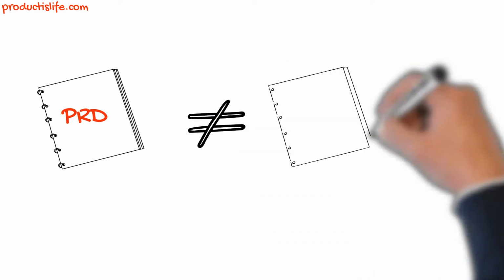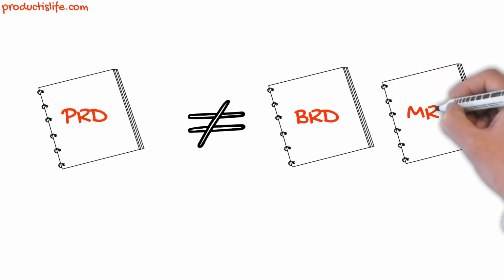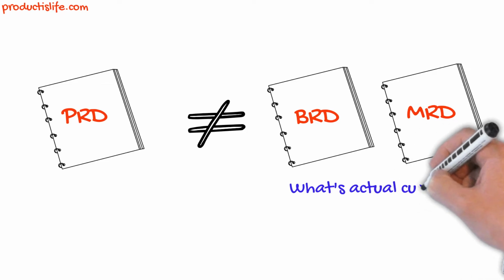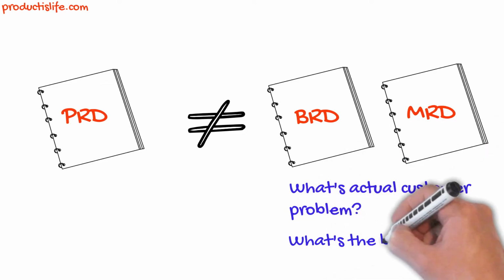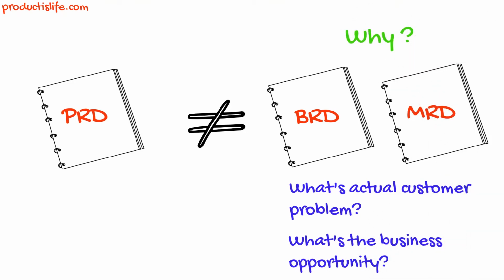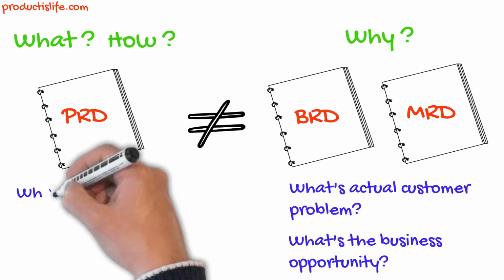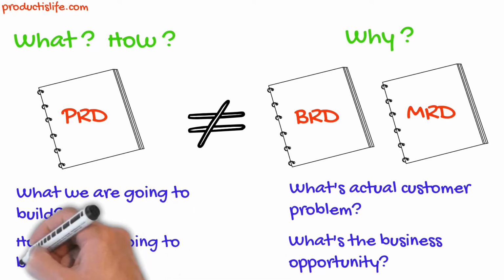detail as possible. A PRD, however, is different from a business requirement document, a BRD, or a market requirement document, an MRD. A BRD or an MRD focus more on what the actual customer problem is or what the business opportunity is, the why part of things. A PRD, on the other hand, focuses more on the what and how part of things. What are we going to build and how are we going to build it?